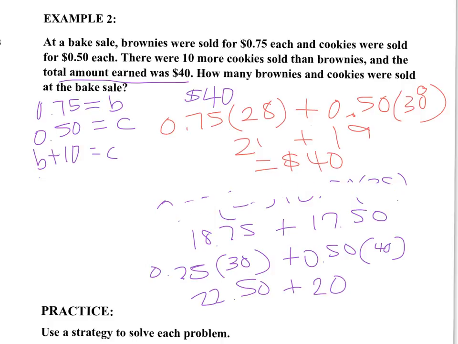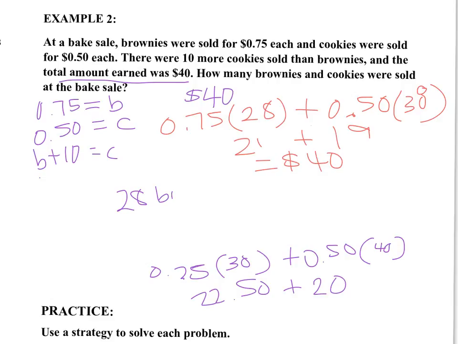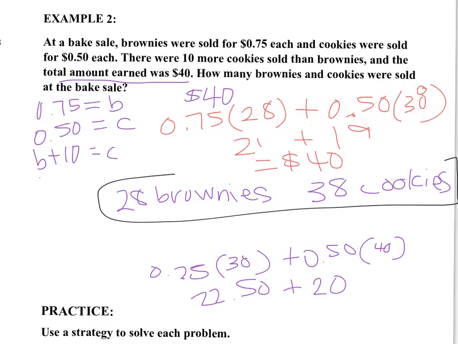My solution actually ends up being there are 28 brownies and 38 cookies. And this is simply using guess, check, and revise. So again, you can use other strategies to figure out your answer. You could have worked backwards, which we kind of did too, because we know that the answer was $40. So in the end, these are our final solutions. As long as you prove your strategy correct, then you do understand.